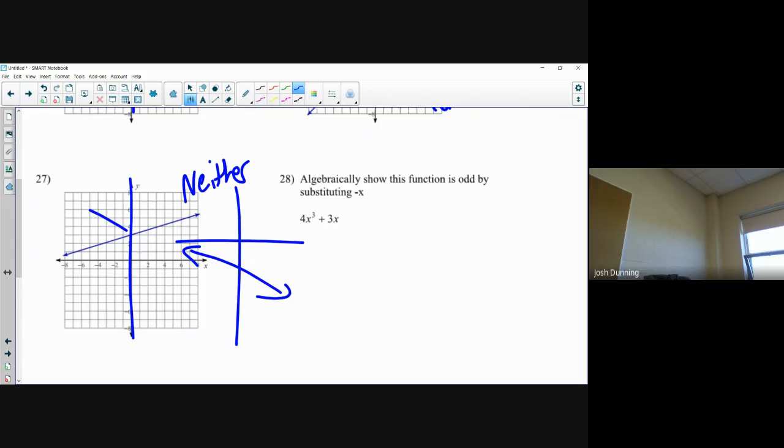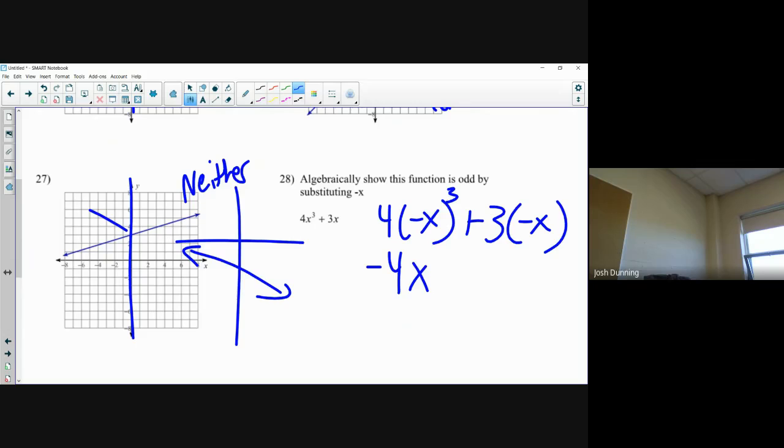Odd, I put the negative x in, figure your signs out, negative x cubed, negative times negative positive. But that third one makes it negative x cubed, so negative 4x cubed. That 3 parentheses negative x changes it to minus 3x. You've shown that the whole thing is opposite. So you have shown it is odd.